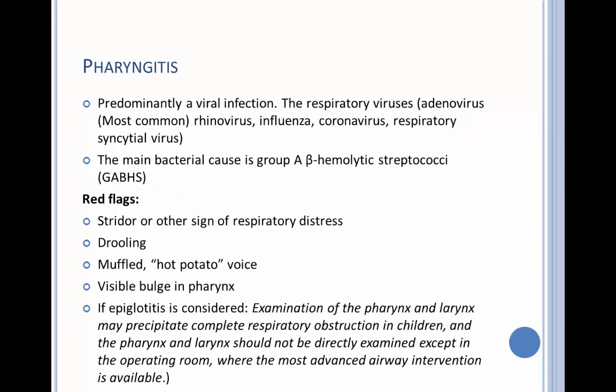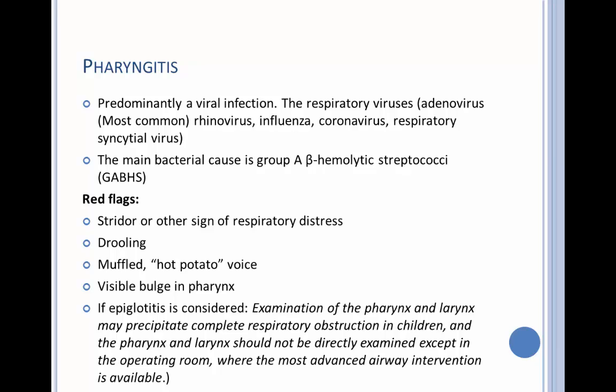Now, pharyngitis, or most commonly called sore throat, is pain in the posterior pharynx with or without swallowing. It could be from mild to severe, and patients most likely complain of sore throat and refuse oral intake. It could be from viral or bacterial infection. The most common viral infection is adenovirus, but others that are present are rhinovirus, influenza, coronavirus, and respiratory syncytial virus or RSV.